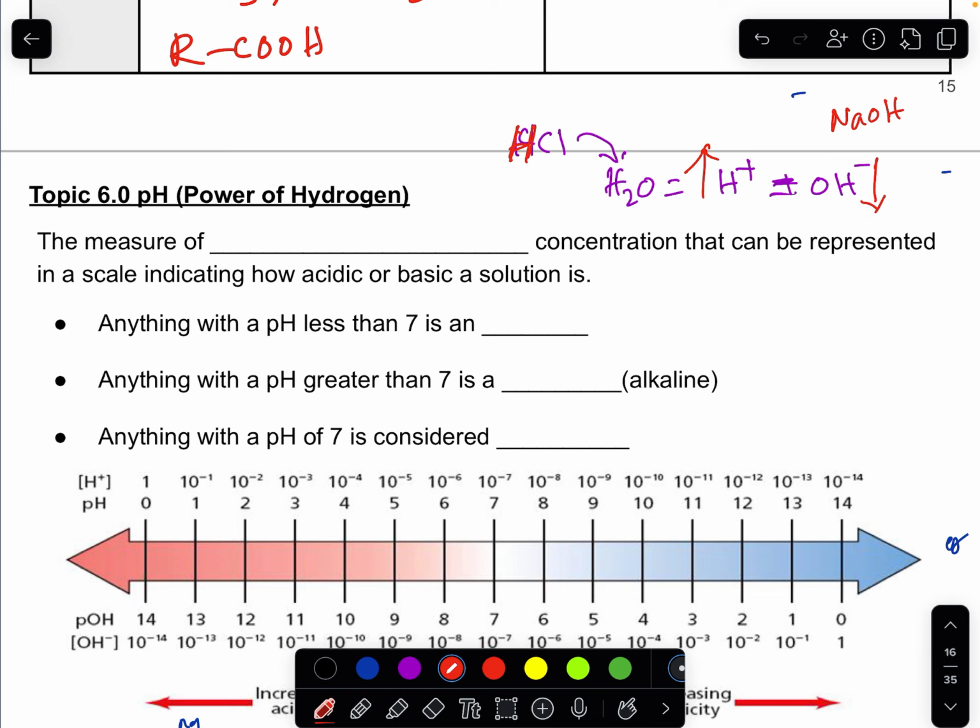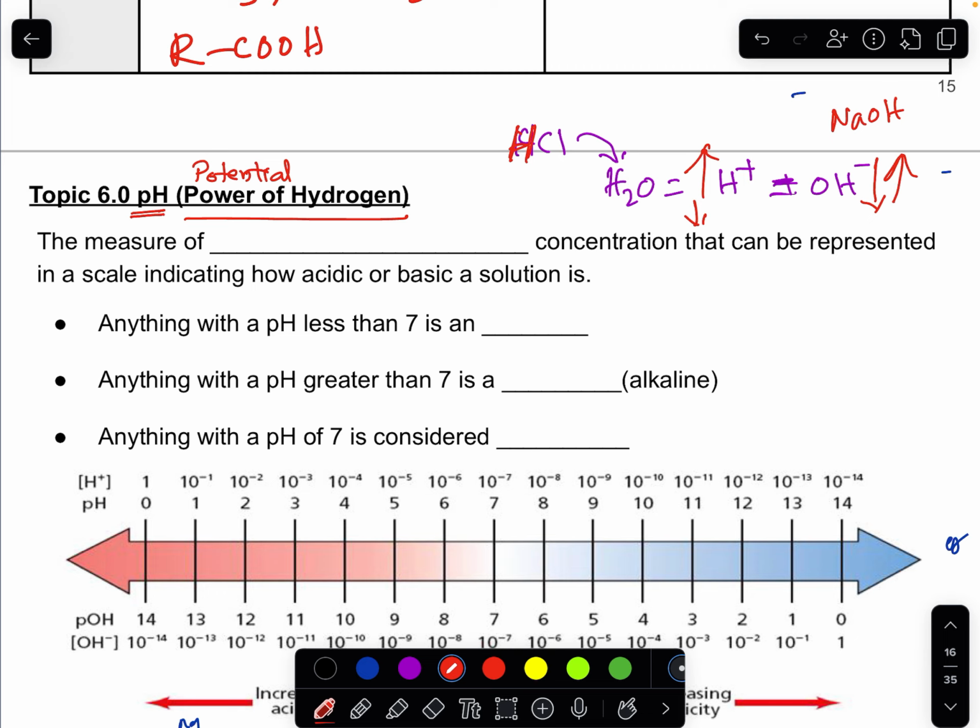Which ion will increase? OH minus? OH minus will increase and H plus will go down. That solution will become more basic. So in a solution, how many H ions there are is indicated by using pH, which is called power of hydrogen, or we can also call it the potential of hydrogen.